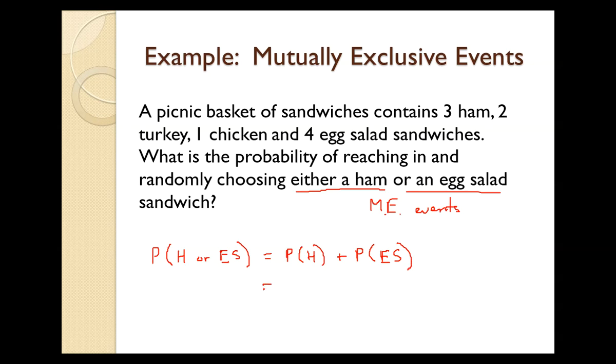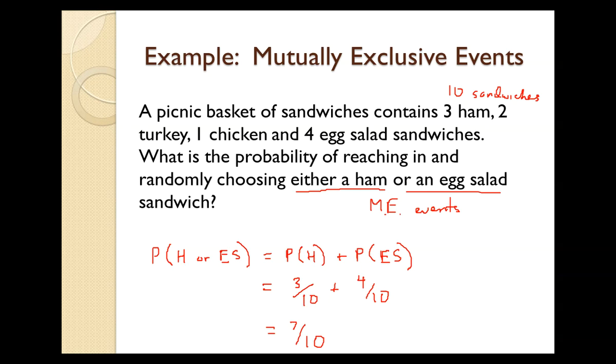There's no overlap there. In total, we have 3 ham, 2 turkey, 1 chicken, 4 egg. That's 10 sandwiches altogether. The probability of getting a ham sandwich is 3 out of 10. And the probability of getting an egg salad sandwich, there's 4. So there's 7 of those 10 sandwiches that would satisfy this criteria. We've done our first problem.